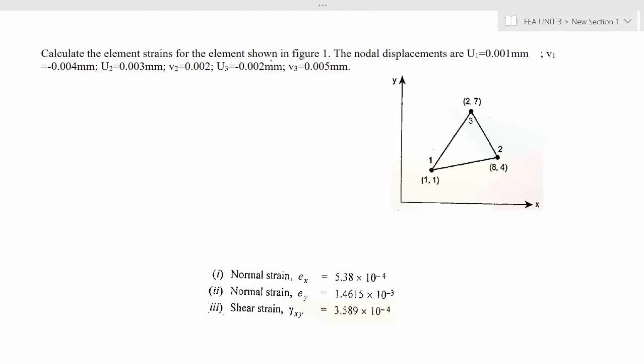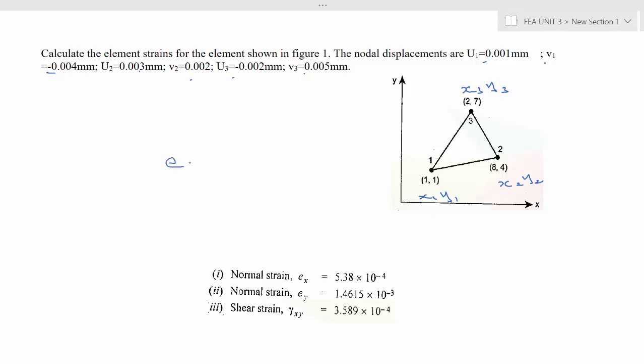So this is the tutorial problem. Calculate the element strains for the element shown in figure. The nodal displacements are given. So U1, V1. So here V1 is given in negative. Then U2, V2, U3 and V3. So this is the given CST element. So this is X1, Y1, X2, Y2, and here it is X3 and Y3. Okay. So you can refer the classwork problem. This is same as the previous problem. You can refer it and you can solve it.